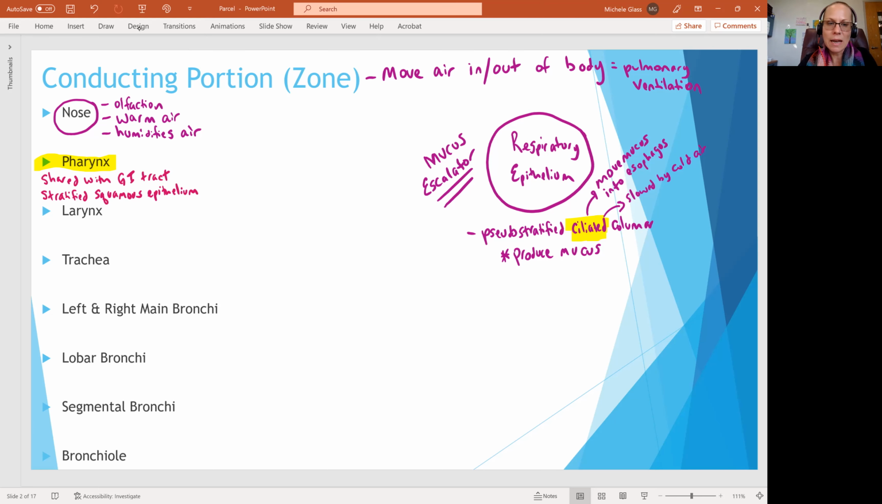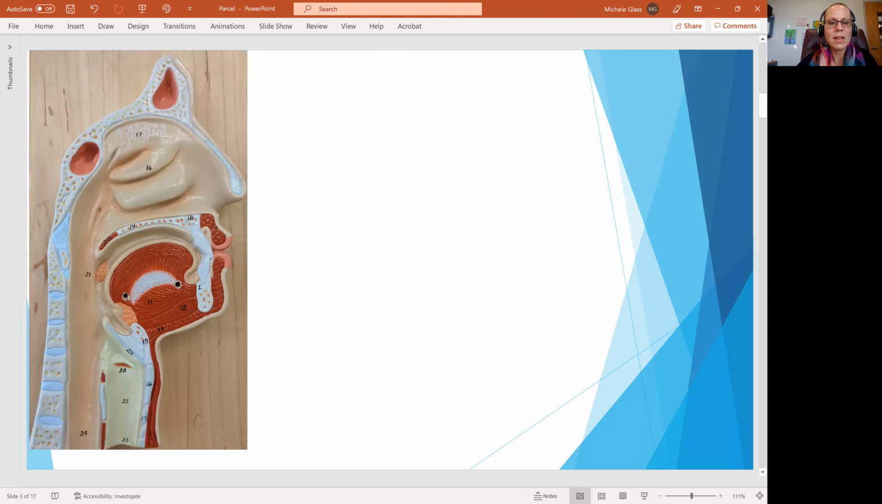When we take a look at the anatomy of our nasal cavity, we're looking here at a model from our lab, and what we're seeing here is what we can talk about as the external nose. I'm not going to go through all of the anatomy here because you're getting that in your lab. And then we have our internal nose, which is our nasal cavity. Let me label it more over here.